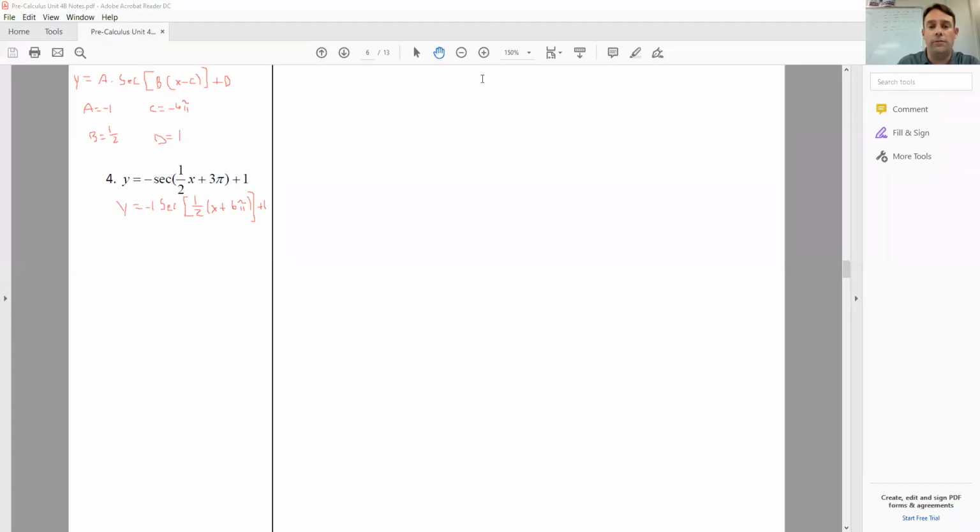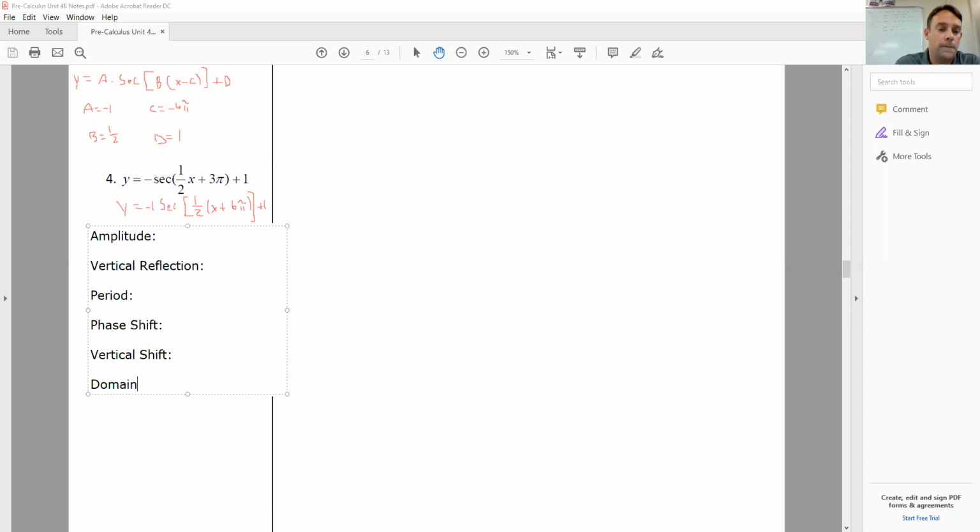All right, so now we're going to go through and figure out all the fun stuff. Again, what do we got? We have our amplitude. See if I can actually spell vertical right this time. Vertical reflection. We have our period. We have our phase shift. We have our vertical shift. We have our domain. We have our range. And then we have our even, odd, and neither. And then the asymptotes, the relative max and min, and the y-intercept we'll get here in a second.